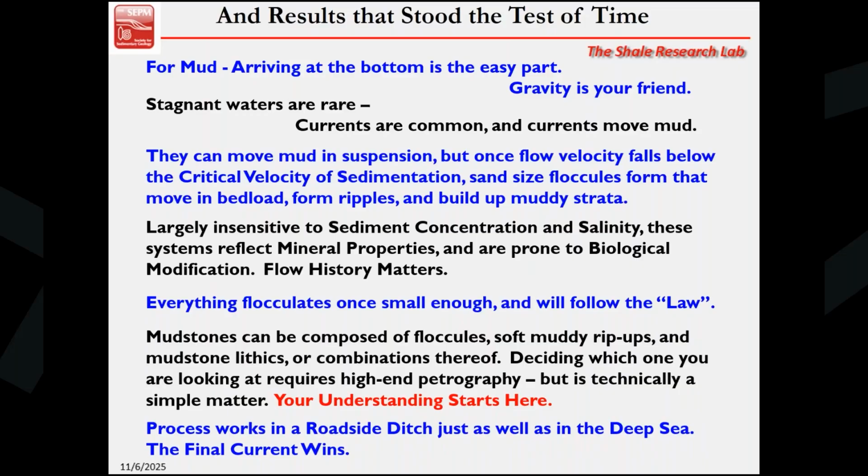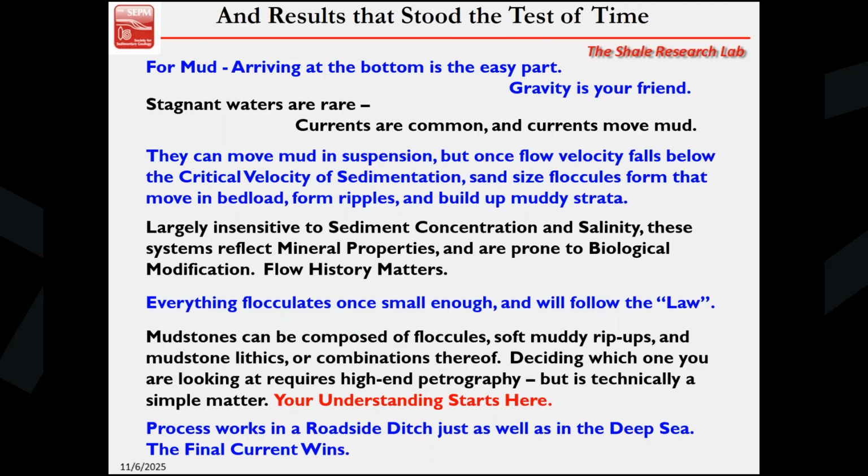And mudstones can be composed of floccules. Wait a moment, sorry. So we have floccules as one way mud aggregates. Then we also have, if there's a muddy substrate, it can be ripped up by currents, and little bits and pieces of that millimeter size will be transported. They're slightly denser than floccules, but not much. They behave pretty much the same. And then we also have mudstone lithics, or in most mudstones, a combination thereof. And so deciding which one you are looking at, what type of mud aggregate, you have to use high-end petrography, but it's technically a simple matter.